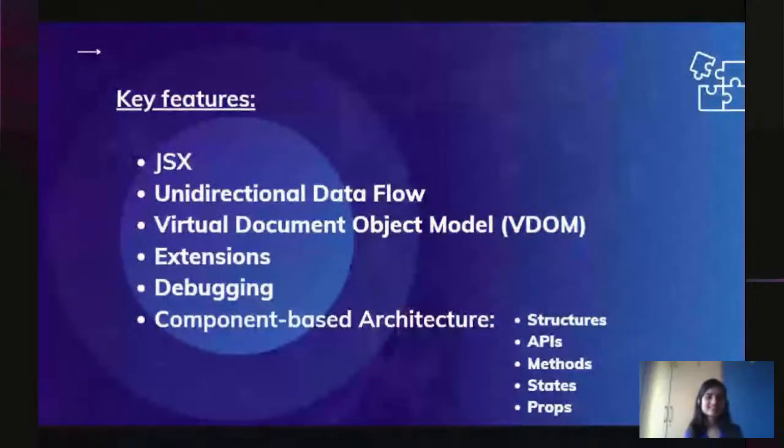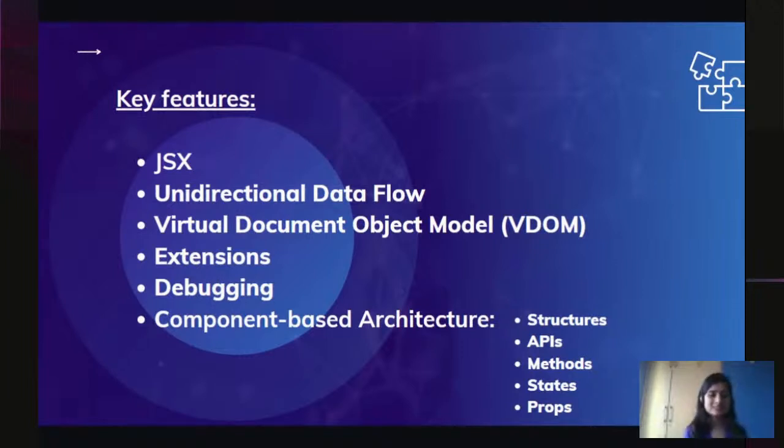First is JSX. As we all know, it has HTML structures that can be included in the JavaScript code. So that's again going to make it easier for us developers to use. And it has unidirectional data flow. That means the data will have one single direction of flow. So if you have some data to be called back, we need to use callback functions. It again makes the whole application much more scalable.